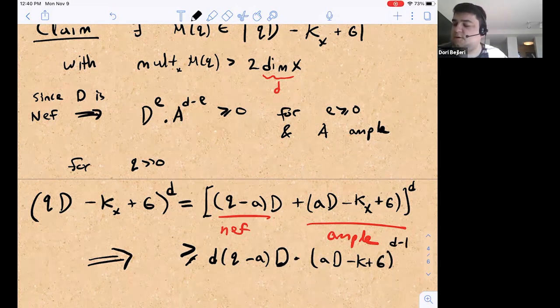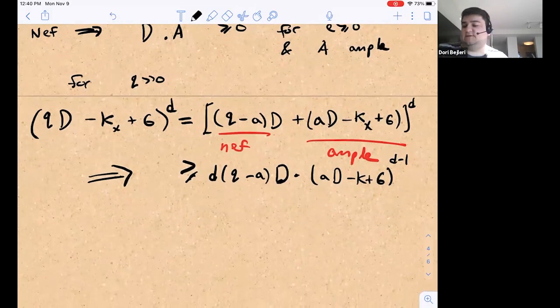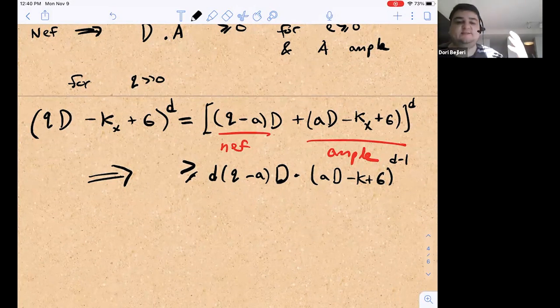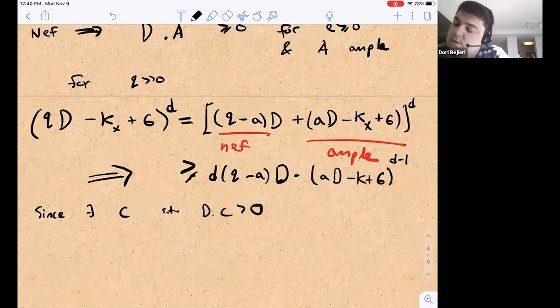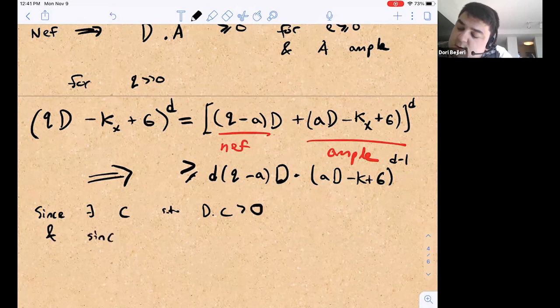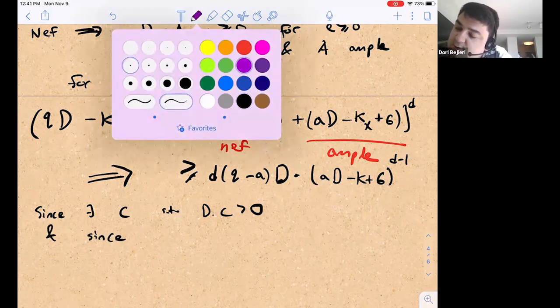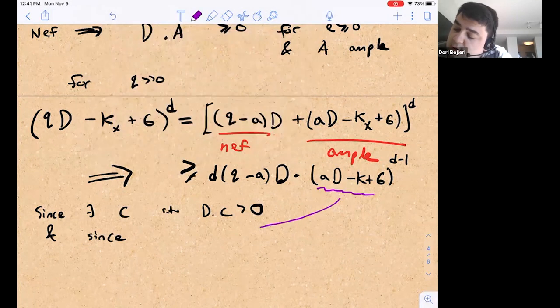Okay, where that's the intersection product. So this self-intersection is greater than or equal to this particular product. And now we'll use our observation that there exists a curve where D dot C is actually strictly positive. And since this stuff is ample, then we can pick hyperplanes.